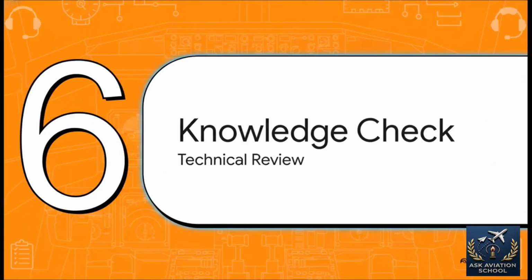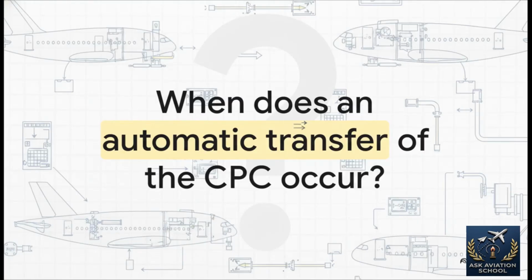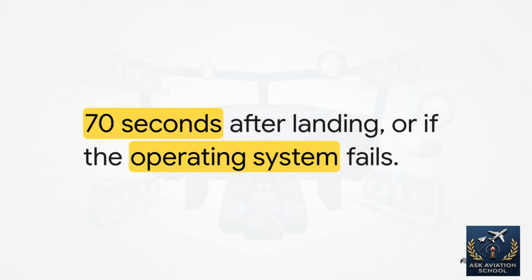All right, let's wrap this up by running through a couple of questions. This is the kind of stuff you'll definitely see in a technical interview or during a line check, so it's good to have it sharp. First question, when does the system automatically switch from one CPC to the other? The switchover happens automatically, 70 seconds after every landing. This is just to make sure both controllers get equal use over time. And of course, it'll also switch over immediately if the active one fails in flight.